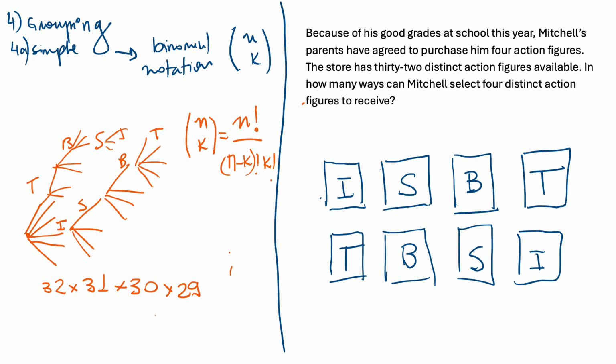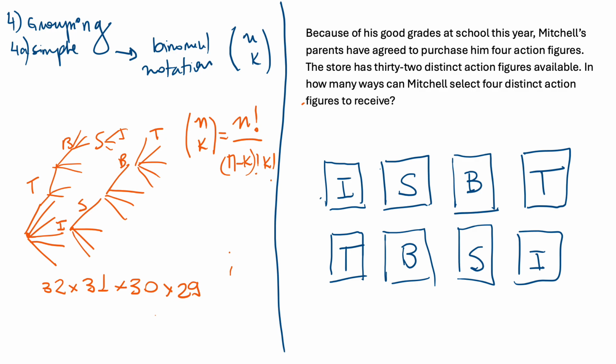Because when we draw trees, we do the order of decision. So for example, for the first selection here, Mitchell would have chosen I, then B, then T, then S. You would have a humongous tree here. But this would be the path that Mitchell chose: first I, first B, first T, first S. You can imagine that you're highlighting a path in this humongous tree.